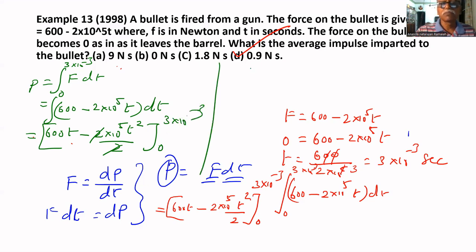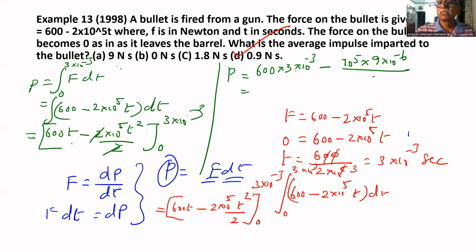That is equal to how much? Therefore, P equal to change 600 upper limit only. Lower limit is 0. That's why we can leave 600 into T. That is 3 into 10 power minus 3 minus 10 power 5 into T square. Therefore, 9 into 10 power minus 6 divided by 2. 2 getting already cancelled. That's all.